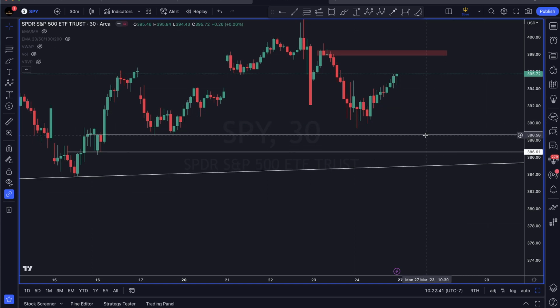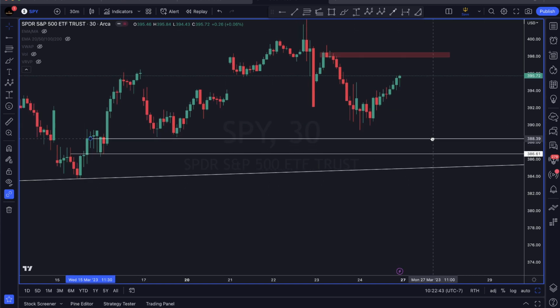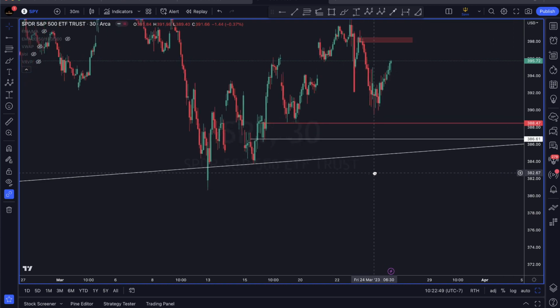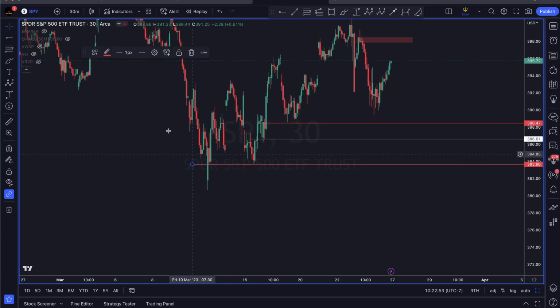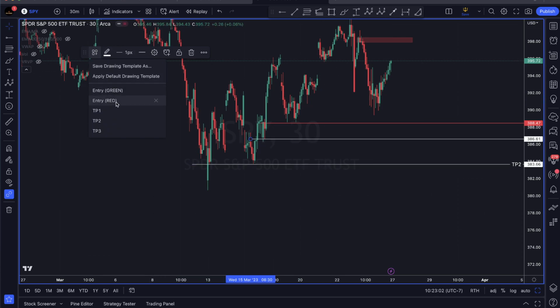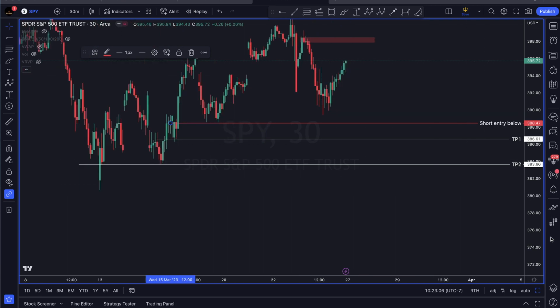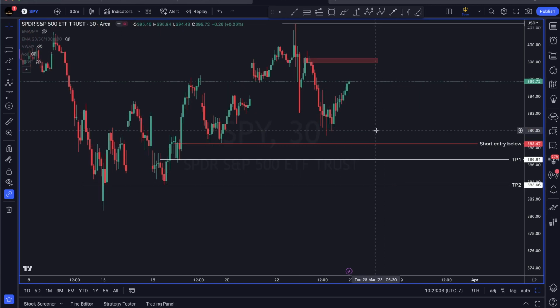And then on the downside, for a support break, this is the only key support I see, 388.50. If that breaks, then we can definitely see some serious downside on SPY. And I would mark it as TP1, TP2 actually. So this is TP1. I need this support break. So I would say shorts only if we break this support, right?